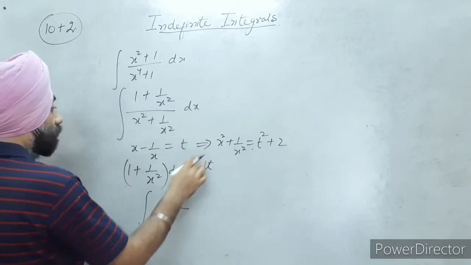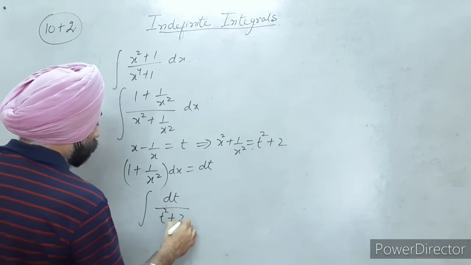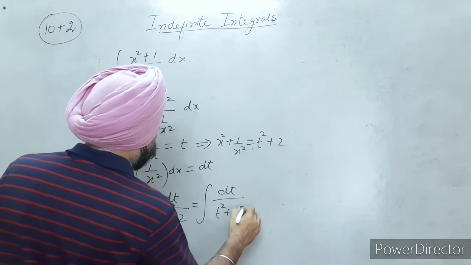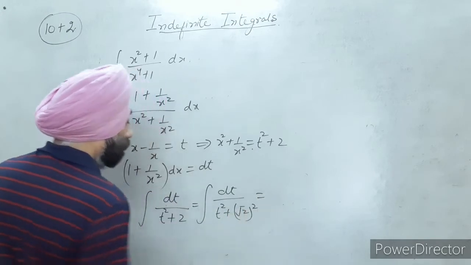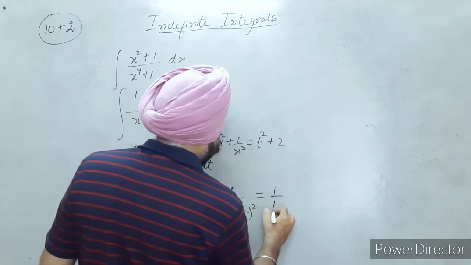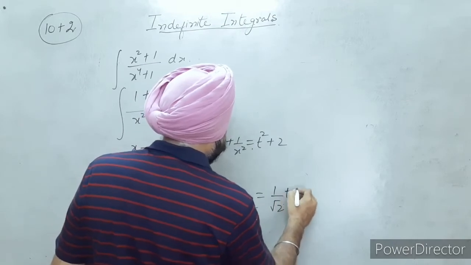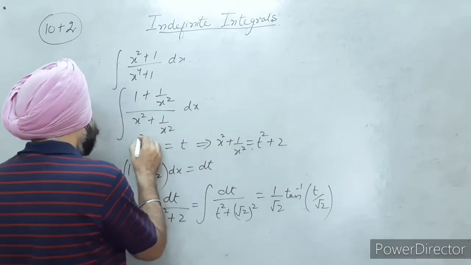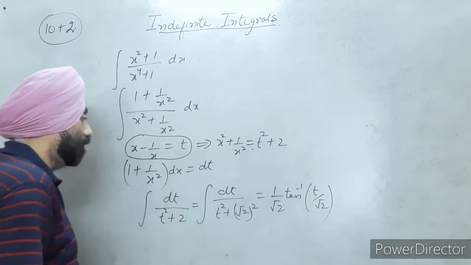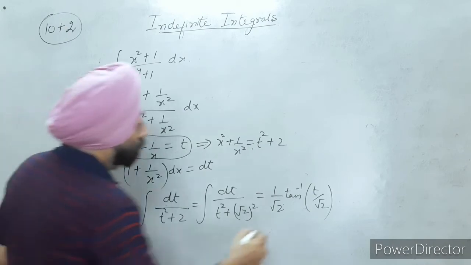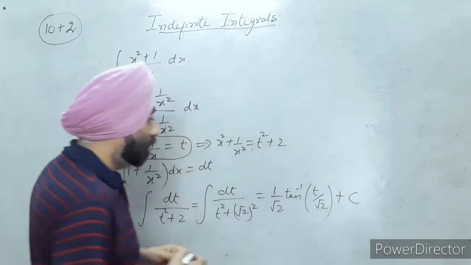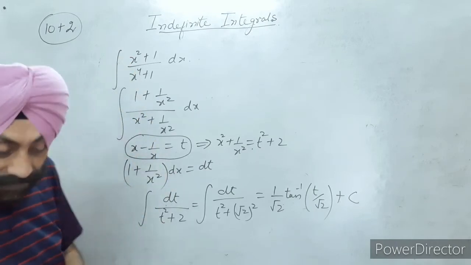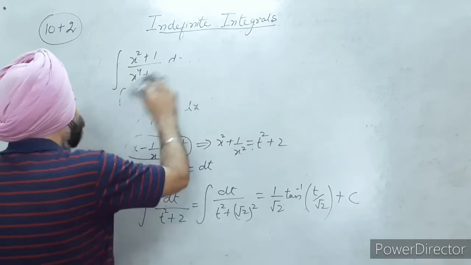dt, and x² + 1/x² is t² + 2. That becomes ∫dt / (t² + (√2)²). This is (1/√2) tan⁻¹(t/√2), where t was x − 1/x, plus c. Of course, the constant of integration should be there. This is the way we do this question. Now, the second sum from this type.